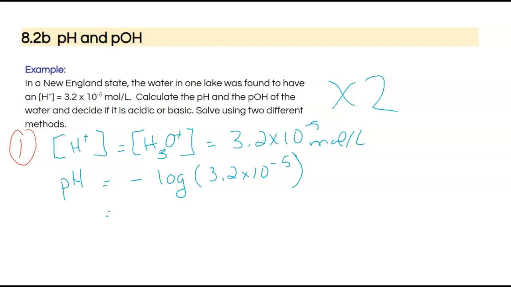So let's see what that gives us. Approximately 4.5. That's what I'm getting for my pH. So already I can tell that falls in the acidic range. So this is definitely a lake that has been acidified, possibly by acid rain.